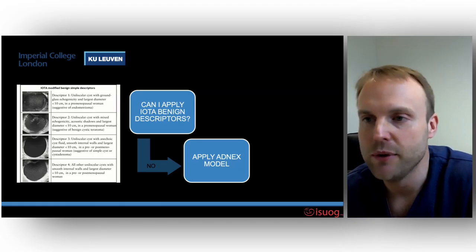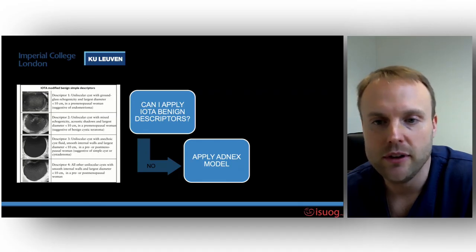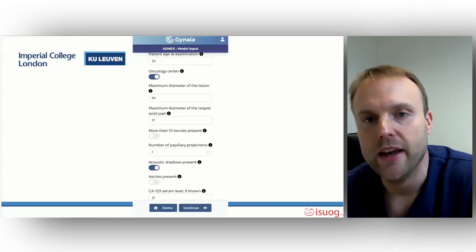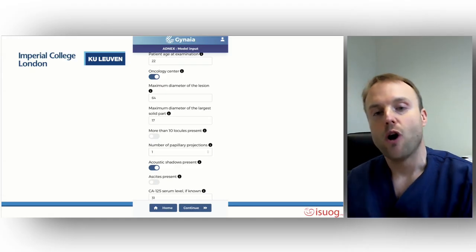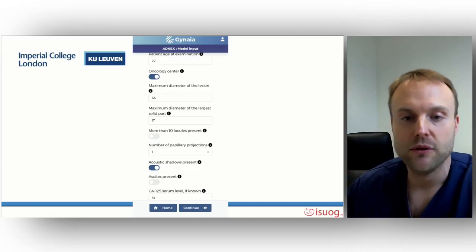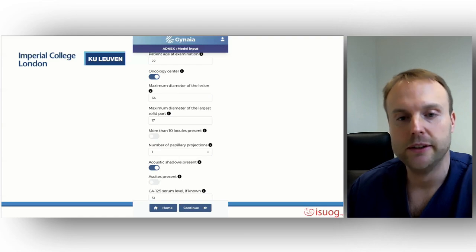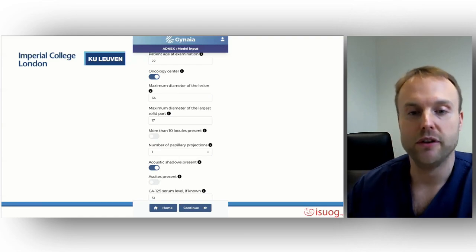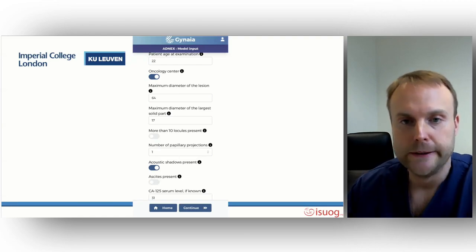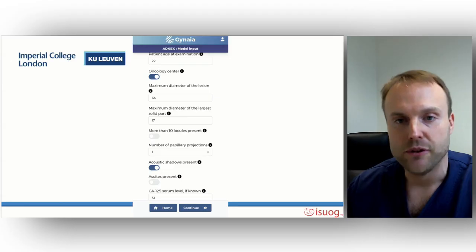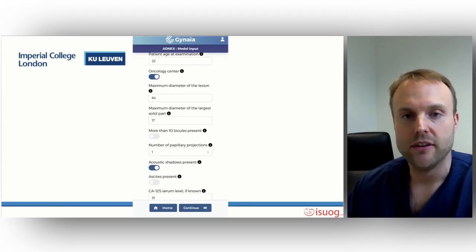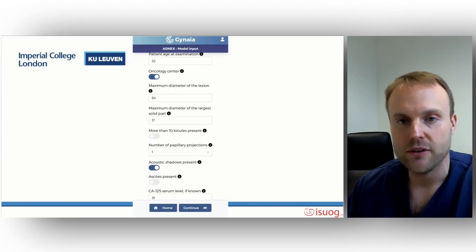The second step is to go to the ADNEX model. So we have the age, oncology center, the clinical variables. CA125 is optional, as said, so we do not need it to distinguish between benign and malignant. But if we have a malignancy, it will help you to define the subtype of malignant tumor. For the size, we measure two things: the largest diameter of the lesion, 64 millimeters, and the largest size of the solid component, 17 millimeters. We have not more than 10 locules, one papillation, we have shadows and no ascites.